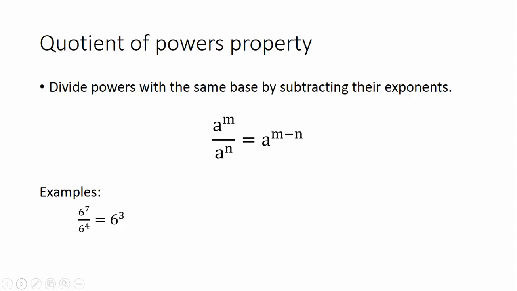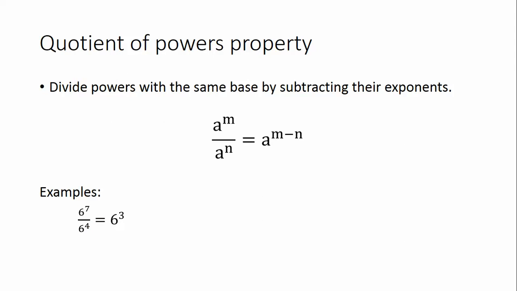So that was all multiplying. Now we're also going to talk about dividing, so we do two different properties in this same lesson. When you divide powers that have the same base, you're going to subtract the exponents. That should make sense. When you multiply, you add, so when you divide, you subtract. So in the example down here, we have 6 to the 7th divided by 6 to the 4th, and that's 6 to the third.